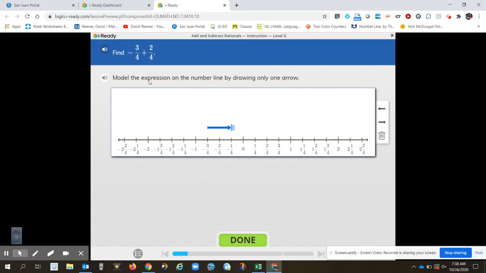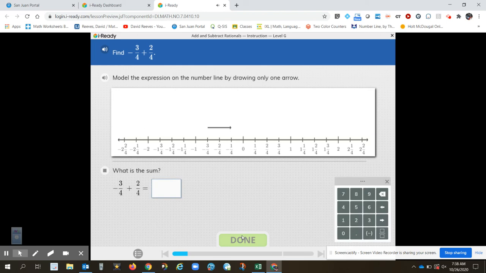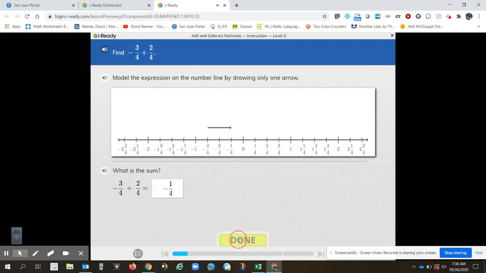So I've modeled it. Again, I went to negative 3/4 because I was adding a positive. I went to the right. All right. And what is that answer? Again, the answer is where you end up on the number line. The answer is at negative 1/4. Negative 1/4 is that answer that I am looking for. All right.